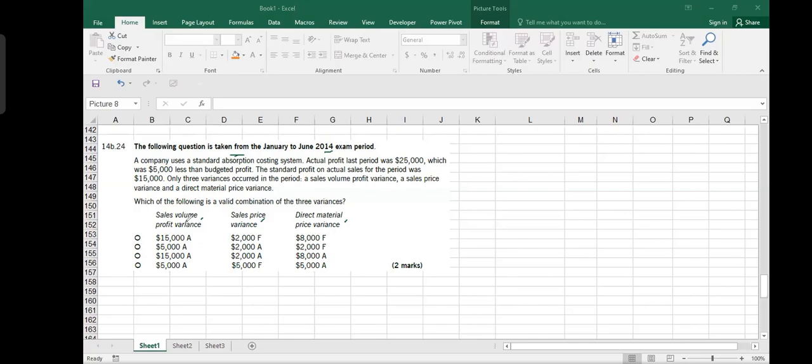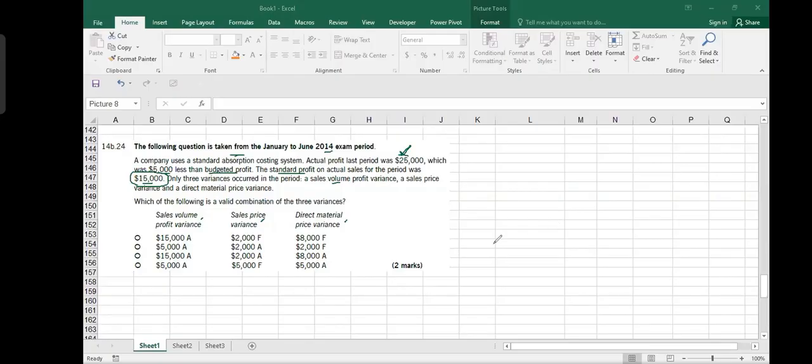So sales volume profit margin variance. Actual profit last year was 25,000, which was 5,000 less than the budgeted profit. So profit was less. The standard profit on actual sales for the period was 15,000. Standard profit on actual sales, which means that profit should have been 15,000. You made 25, but it should have been based on your actual sales. It should have been 15. So you are doing good actually. Only three variances occurred in the period: a sales volume profit variance, a sales price variance, and a direct material price variance. Which of the following is a valid combination of the three variances?